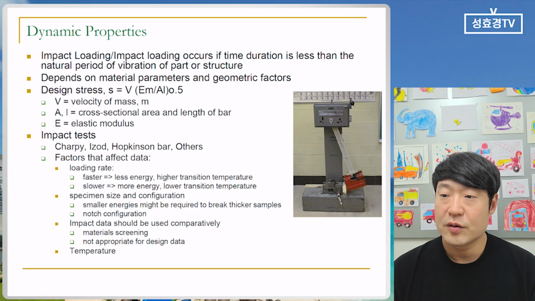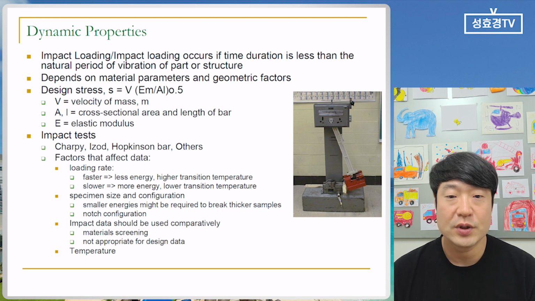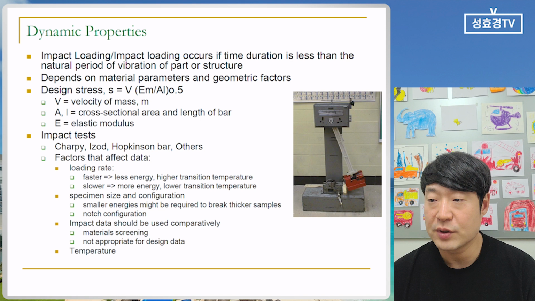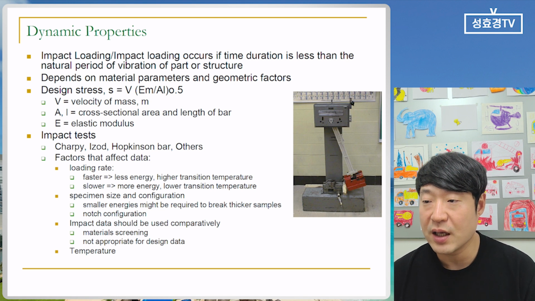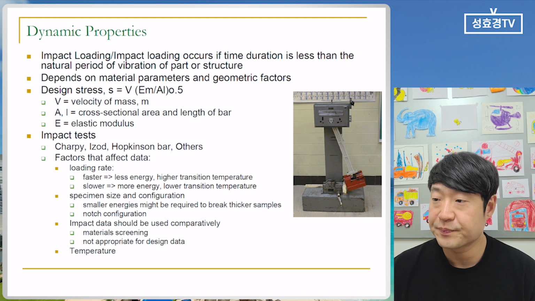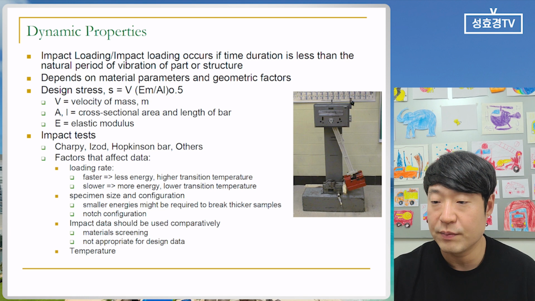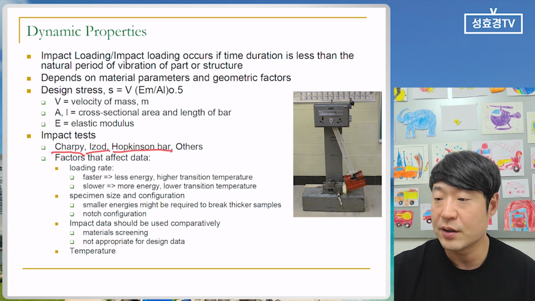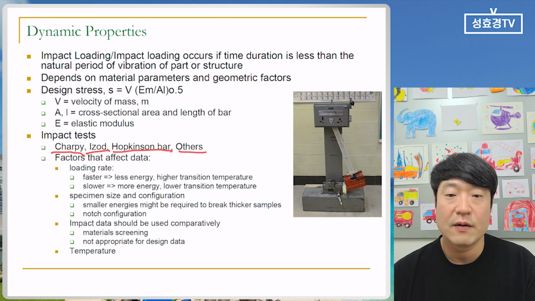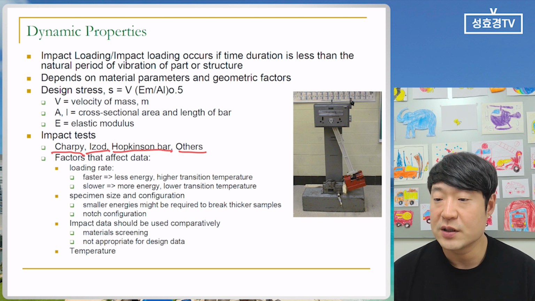Hello. So today I will talk about the dynamic properties. Last class we already studied very briefly about this kind of test, and the goal of today is that we will discuss in detail a lot of the testing methods. So first of all, we'd like to cover the Charpy impact properties, the Izod test, and the Hopkinson bar. And then tests like fatigue, fracture toughness, and creep.